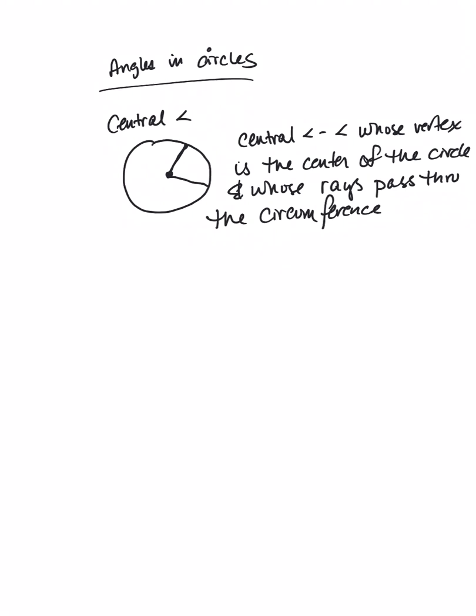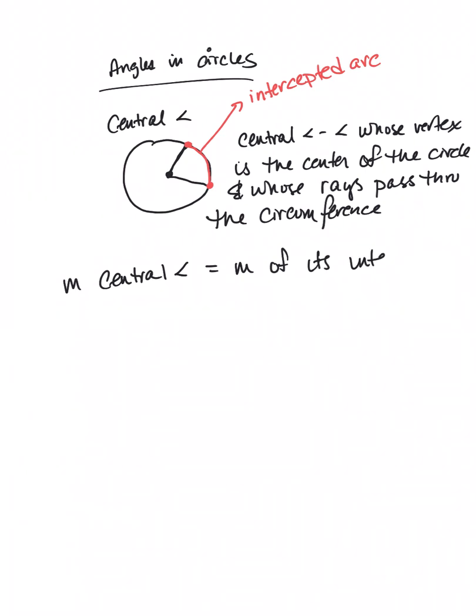So, what the heck is an intercepted arc? You go to where the rays intersect the circle. This arc is called an intercepted arc. Okay, so the measure of a central angle equals the measure of its intercepted arc, and vice versa.